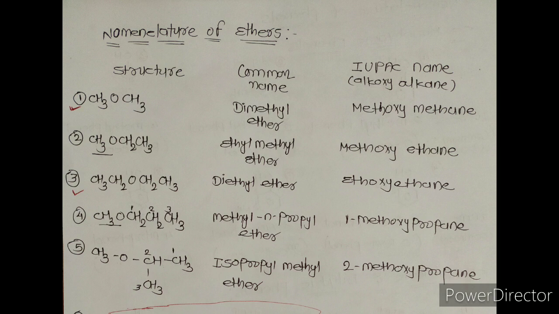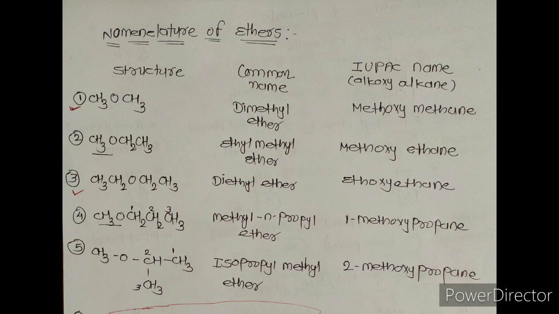CH3OCH2CH3. In the second compound, for its common name, focus on the left side of oxygen, where a methyl group is present. On the right side of oxygen, an ethyl group is present, in which ethyl comes first in alphabet. Hence, the final common name for the second compound is ethyl methyl ether.